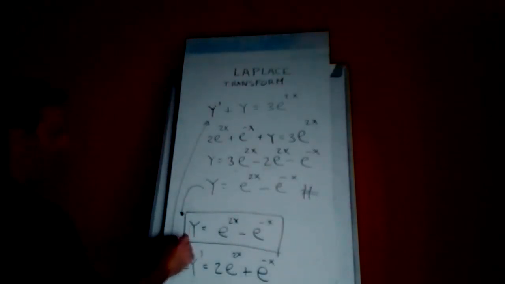These terms give us e to the power of 2x minus e to the minus x. That was precisely our guess of the solution. So we have given evidence that this solution is correct, the solution of the ODE that we solved. So the Laplace transforms are doing good. Thank you.